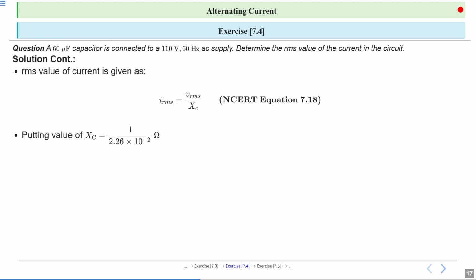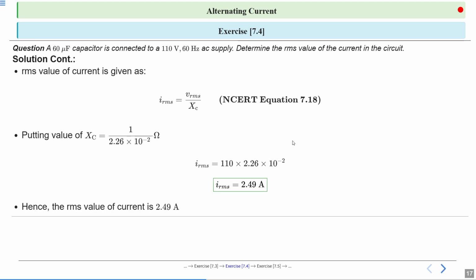So Xc is 1 upon 2.26 into 10 to the minus 2 ohm. So put this value in the expression of IRMS. It will become VRMS is 110 volt, and 1 by Xc will be equal to 1 by 2.26 into 10 power minus 2. Okay, so IRMS will be equal to 2.49 ampere after solving it. Hence, the RMS value of current is 2.49 ampere. Got it?